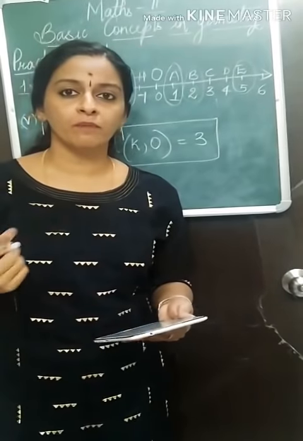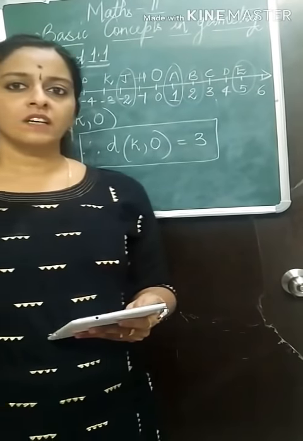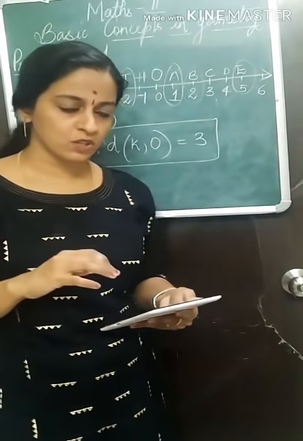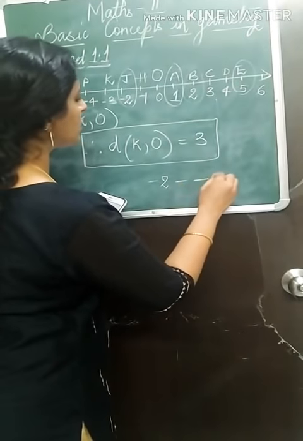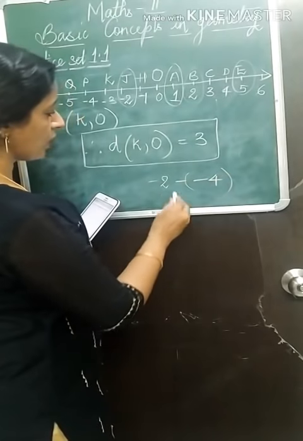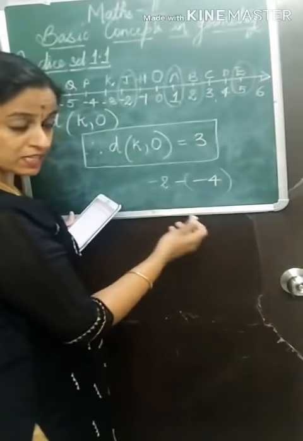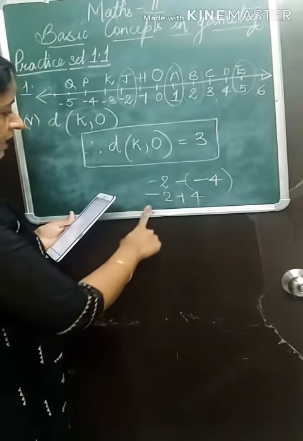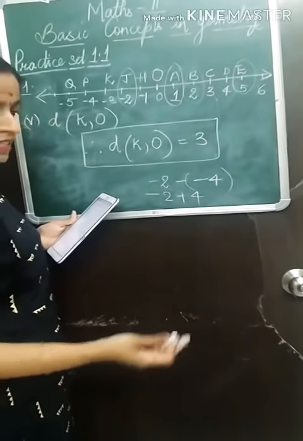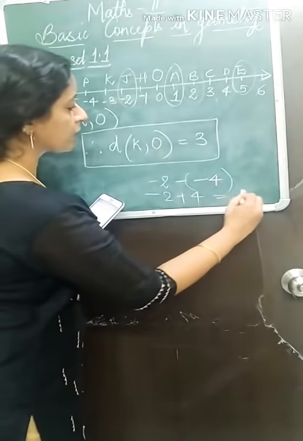Compare -4 and -2. Which is greater number? -2. So -2 minus -4. This way you will solve. Minus and minus will become plus. -2 plus 4. Again, minus into plus is minus. 4 minus 2 you will get 2.